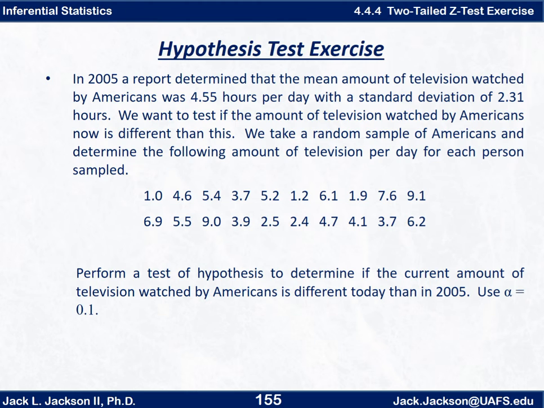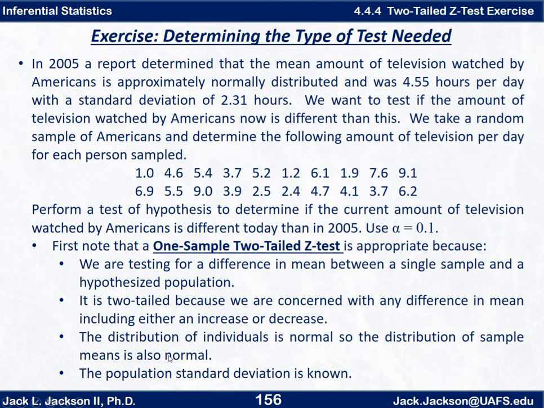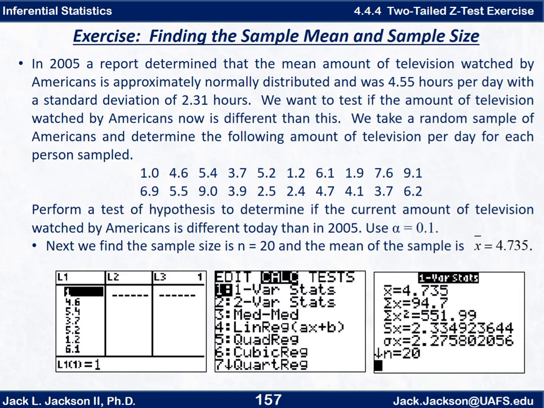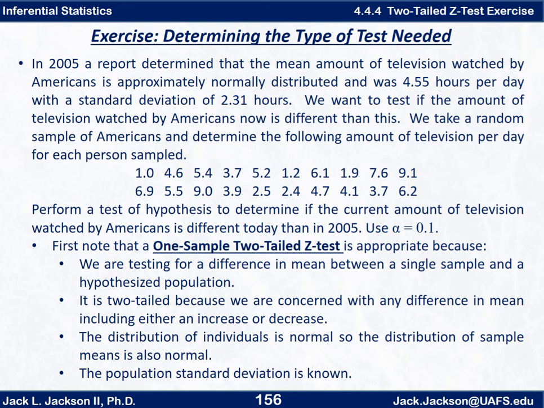Perform a test of hypothesis to determine if the current amount of television watched by Americans is different today than in 2005, and use alpha equals 0.1. Let's also assume here that the distribution is approximately normally distributed. So the first thing we want to do is determine what sort of test would work here.